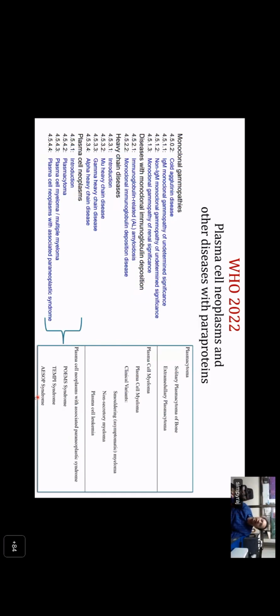This is the broad classification, but plasma cell neoplasm can be further divided into plasmacytoma, which is again divided into 2 types: solitary plasmacytoma of bone and extramedullary plasmacytoma, which occurs in connective tissue other than bone. Then we have plasma cell myeloma or multiple myeloma, which can be divided into 3 clinical variants. One is smoldering myeloma, which is asymptomatic. Another is non-secretory myeloma, a rare subtype, and plasma cell leukemia, in which we have circulating abnormal plasma cells or tumor cells. Then there are plasma cell neoplasms associated with paraneoplastic syndromes. We all know POEMS syndrome, then there is TEMPI syndrome, and there is ESOP syndrome, which is recently described in WHO.